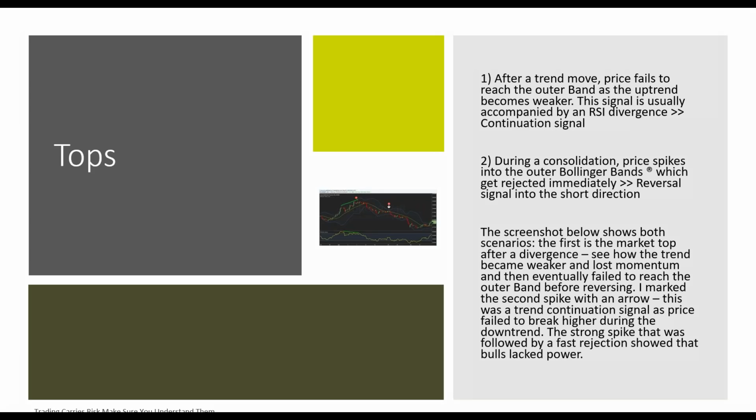So after a trend move, price fails to reach the outer band as the uptrend becomes weaker. This signal is usually accompanied by an RSI divergence or a continuation signal. During consolidation, price spikes into the outer Bollinger Band, which gets rejected immediately, and this is a reversal signal into the short direction, or the reverse. Now we're going to look at this in actual live action in a minute.